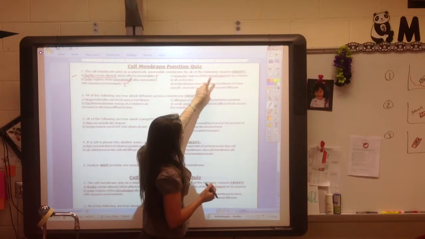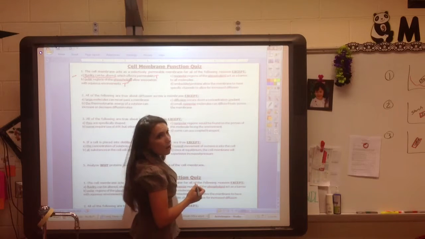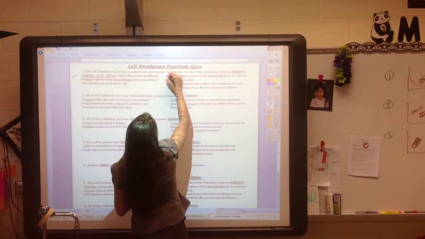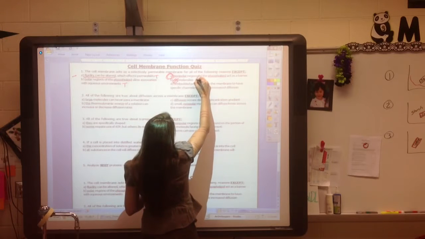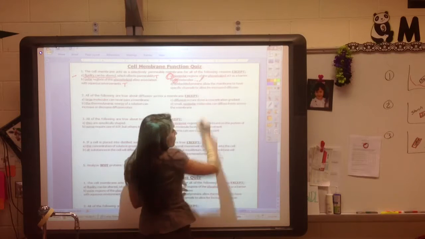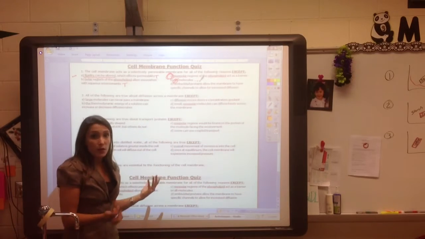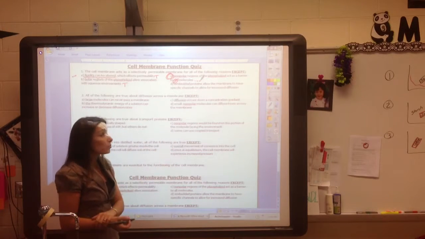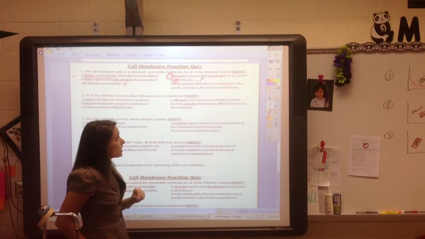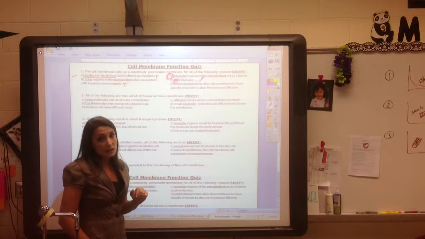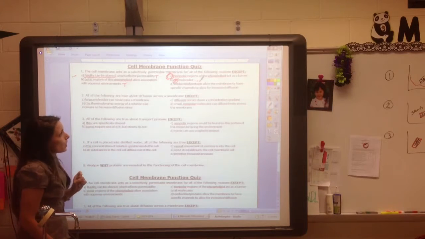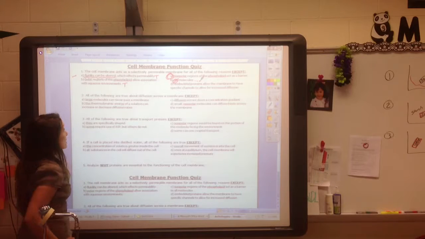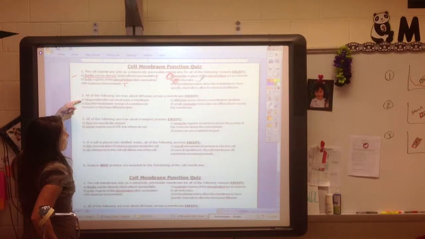C, nonpolar regions of the phospholipid act as a barrier to all molecules. This is the one that is false. It is not all molecules. We do have some, and you should be able to tell me which ones, that can diffuse on their own across the phospholipid bilayer. D, embedded proteins allow the membrane to have specific channels to allow for increased diffusion. That is true.